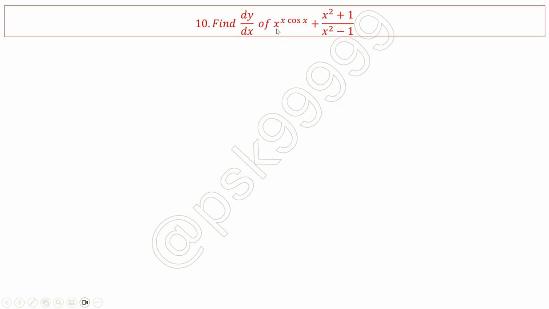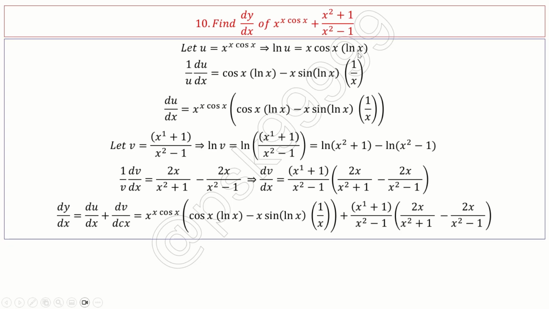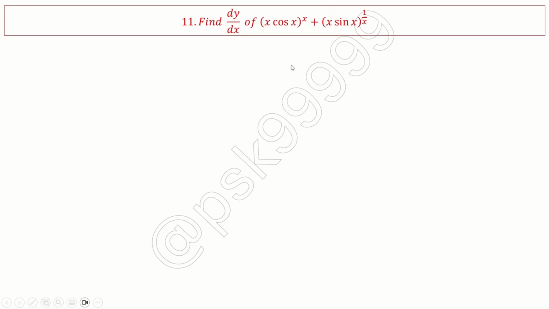Okay, dy by dx of x to the power of x cos x plus (x square plus 1) by (x square minus 1). Okay, same thing. You will take u and v. Then you take logarithm, solve du by dx and dv by dx, and then take the sum of those two. So the method is exactly the same. Okay, this is where it is solved. Differentiation of (x cos x) whole to the power of x plus (x sin x) whole to the power of 1 by x. So you will do it the same way.